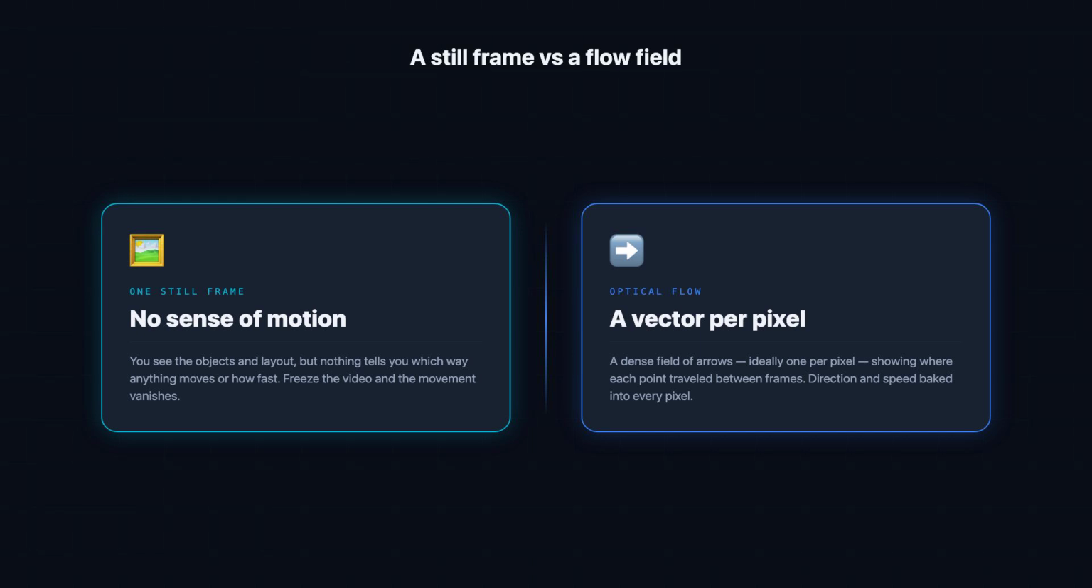It produces a dense field of vectors, one little arrow for ideally every pixel, showing how far and in which direction that point traveled between the frames. Suddenly the machine can see the motion as clearly as you do, with direction and speed baked into every single pixel of the image.